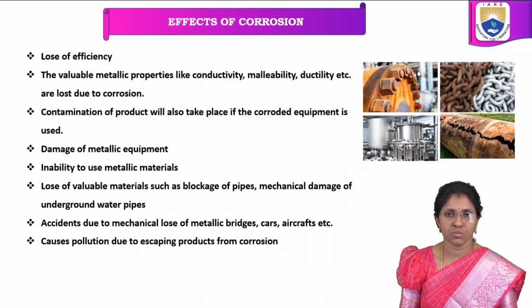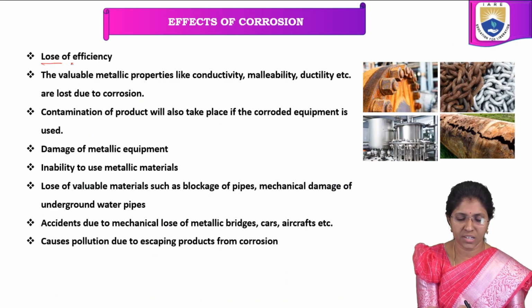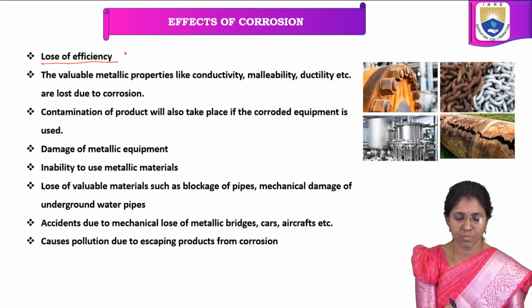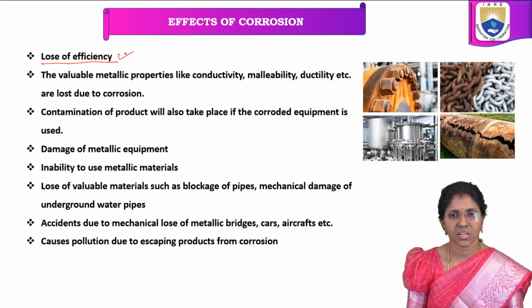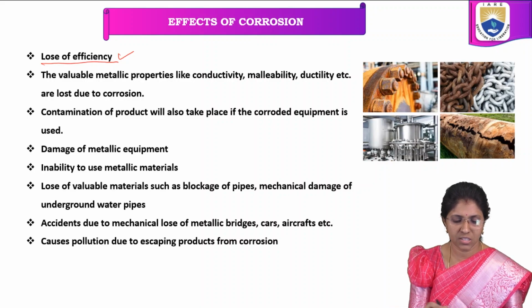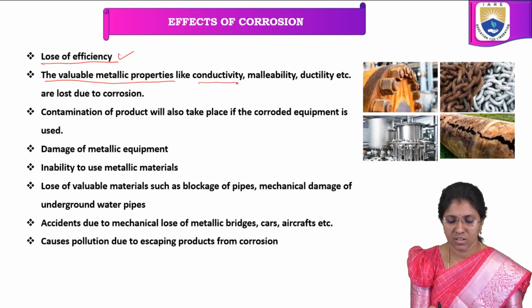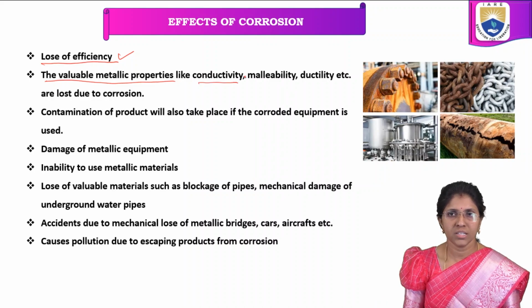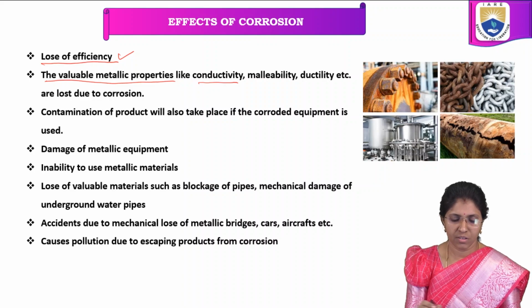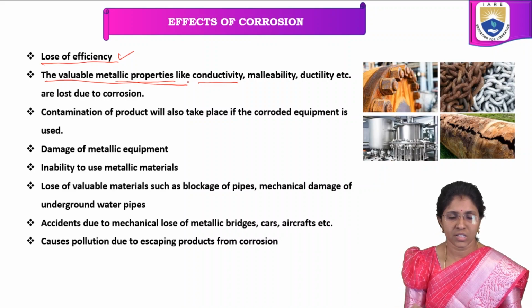Now, the effects of corrosion. What are the effects of corrosion? Loss of metal, and loss of efficiency of metals or metallic materials takes place, along with the valuable metallic properties. Metals have some properties, such as conductivity, malleability, ductility, etc., which are lost due to corrosion. The valuable metallic properties are lost due to corrosion.